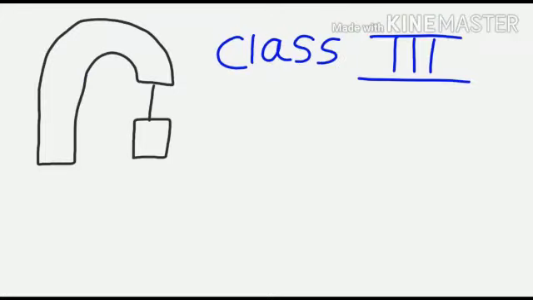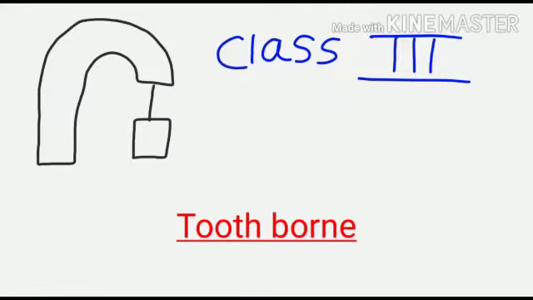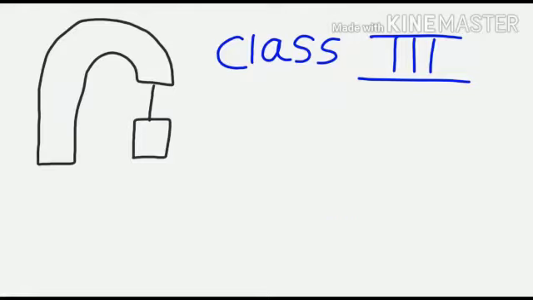So in this class 3 classification, we can see that there is only a single edentulous area which is present either on right side or left side of the midline, and the remaining natural teeth are present both anterior and posterior to this edentulous area. It is also known as the tooth-bone edentulous space, which means that the denture will gain support from the natural teeth which are present both anterior and posterior to it.